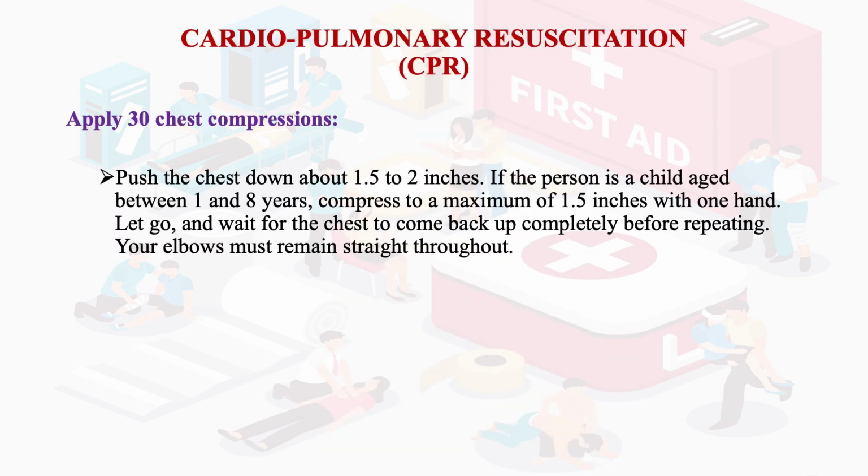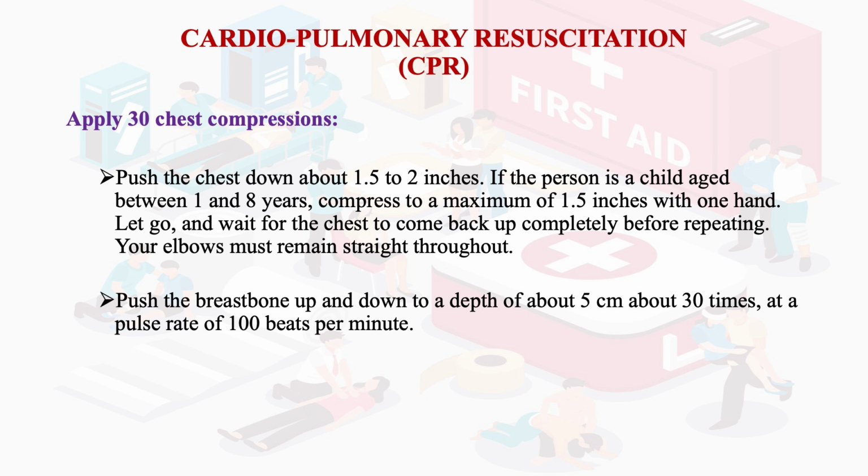Push the chest down about 1.5 to 2 inches. If the person is a child aged between 1 and 8 years, compress to a maximum of 1.5 inches with one hand. Let go and wait for the chest to come back up completely before repeating. Your elbows must remain straight throughout. Push the breastbone up and down to a depth of about 5 cm, about 30 times, at a rate of 100 beats per minute.